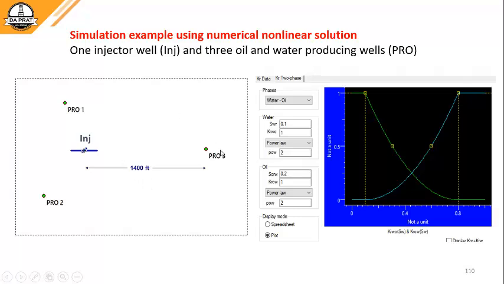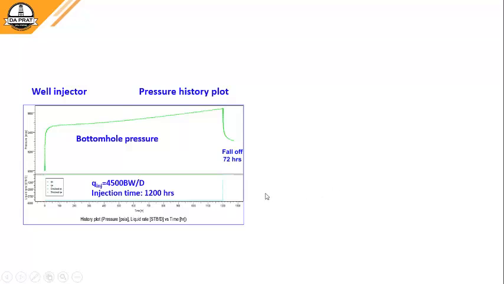So now, using the numerical simulation, we have available this relative permeability curve. So at any water saturation, we know what the value of the oil permeability and the water permeability is. Well, here is the history: we inject during 1200 hours. This is your bottom hole pressure increasing. And finally, we decided to stop the injection and to carry out a fall-off test.